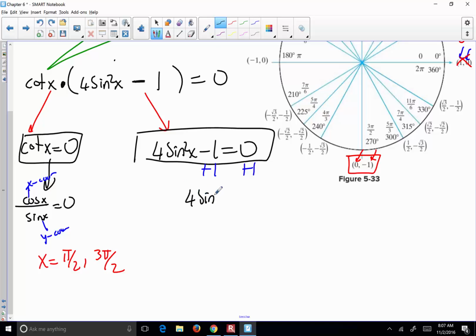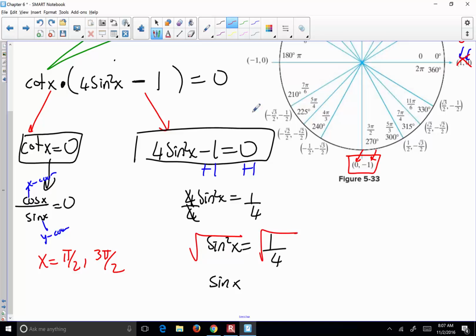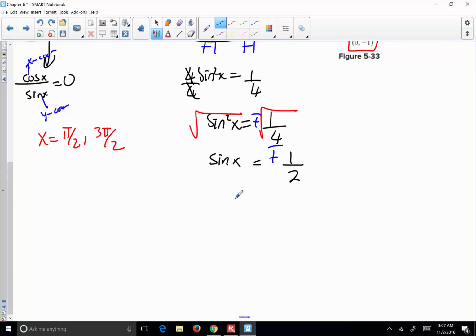4 sine squared is 1, so sine squared is 1 divided by 4. Look, you can divide both sides of an equation by numbers, but never by variables, okay? And I will take the square root of both sides and do my common mistake, which is, what is the common mistake I keep doing all the time? Plus minus. So you will collect all x values. I don't want to split this into 2 parts. We can do it all at once.